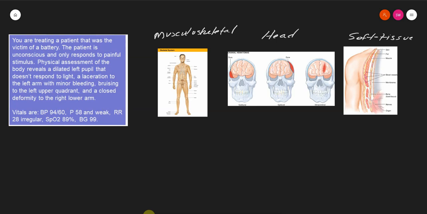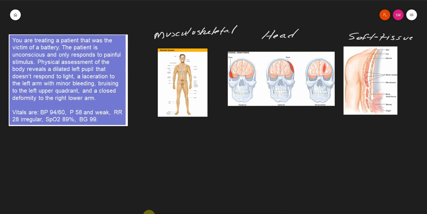So looking at this scenario, you are treating a patient that was the victim of a battery. The patient is unconscious and only responds to painful stimulus. Physical assessment of the body reveals a dilated left pupil that doesn't respond to light, a laceration to the left arm with minor bleeding, bruising to the left upper quadrant, and a closed deformity to the right lower arm. Vitals are blood pressure of 94/60, pulse of 58 and weak, respiratory rate of 28 and irregular, SpO2 of 89%, and a blood glucose of 99.